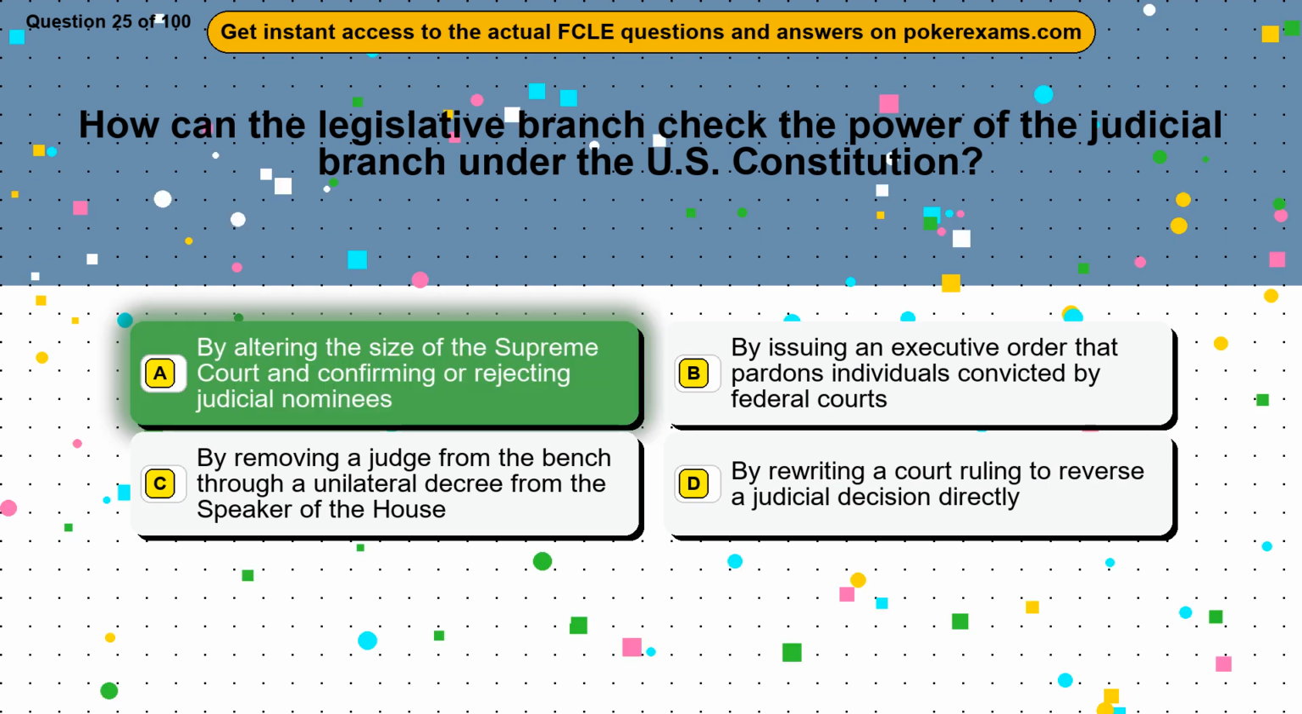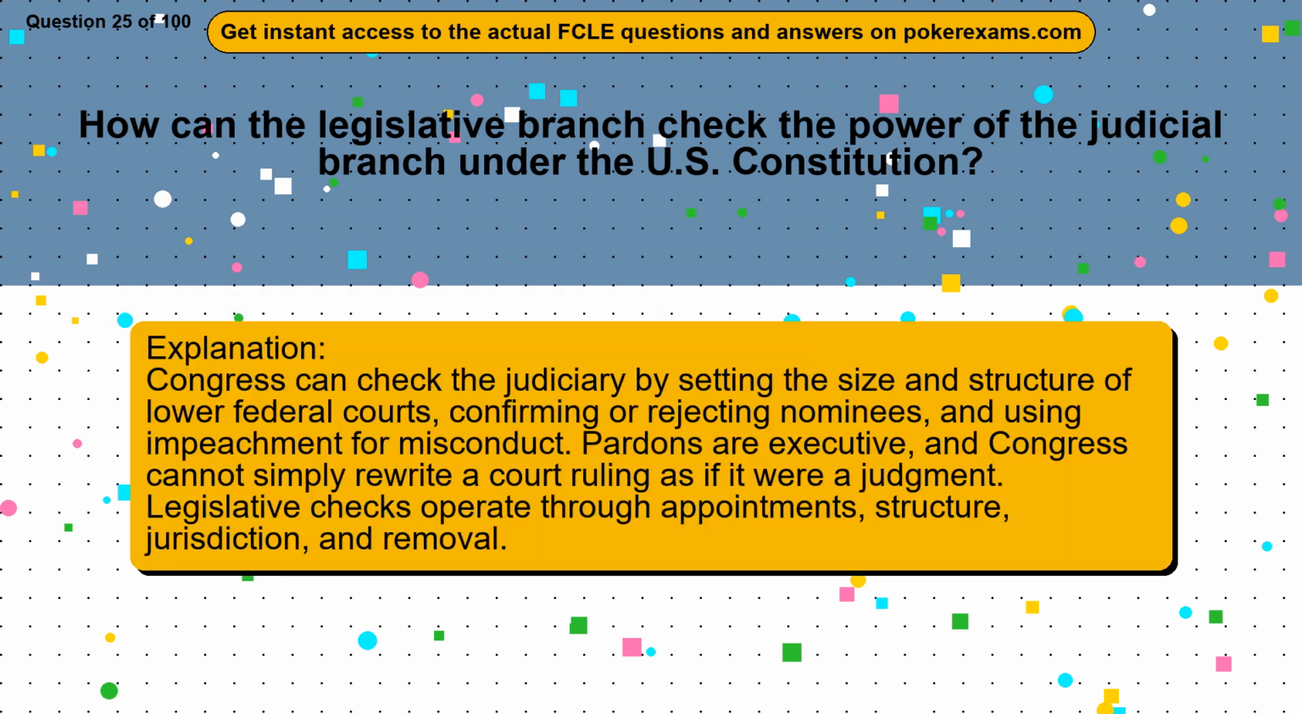The correct answer is option A, by altering the size of the Supreme Court and confirming or rejecting judicial nominees. Congress can check the judiciary by setting the size and structure of lower federal courts, confirming or rejecting nominees, and using impeachment for misconduct. Pardons are executive, and Congress cannot simply rewrite a court ruling as if it were a judgment. Legislative checks operate through appointments, structure, jurisdiction, and removal.